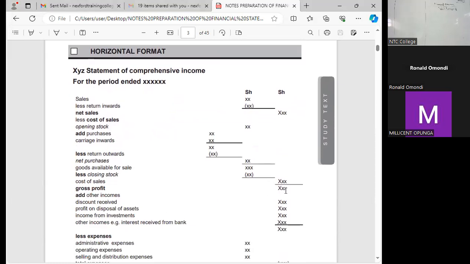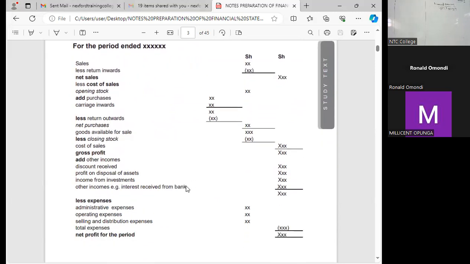Here you get gross profit or loss. Then from there you add other incomes. Other incomes are things such as discount received, profit on disposal of an asset, income from investment, and other incomes, e.g. interest received from bank. Then you get the total here.